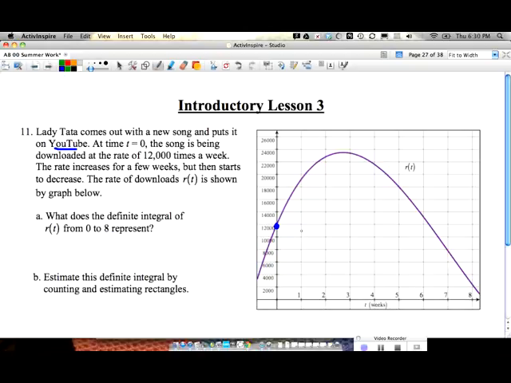So it's not even asking us yet, but it's saying, what would this area be? Well, the area is going to equal something times weeks. It's the downloads per week times weeks. So that's going to give us just the total downloads if we find that area. Now, estimate this definite integral by counting and estimating rectangles.